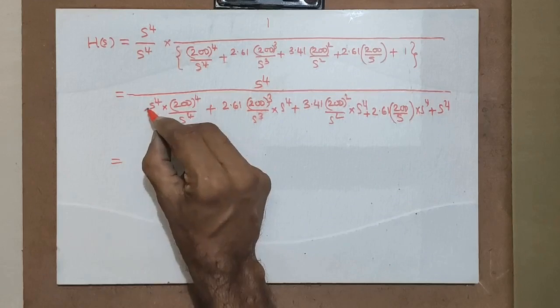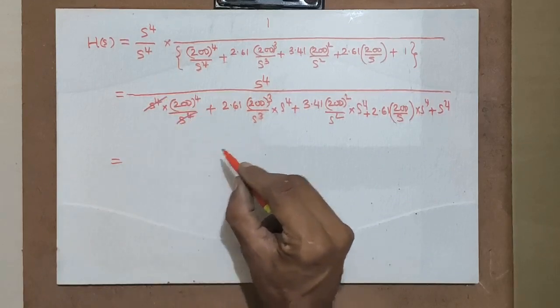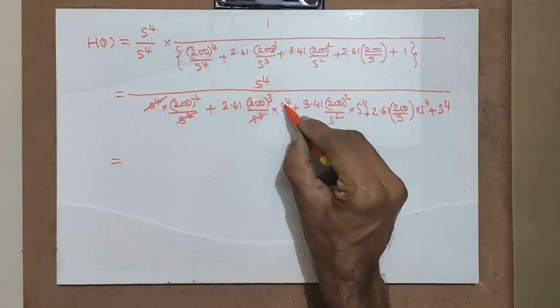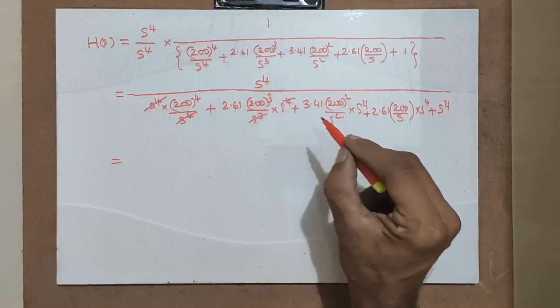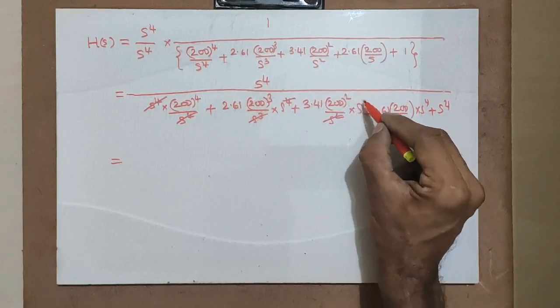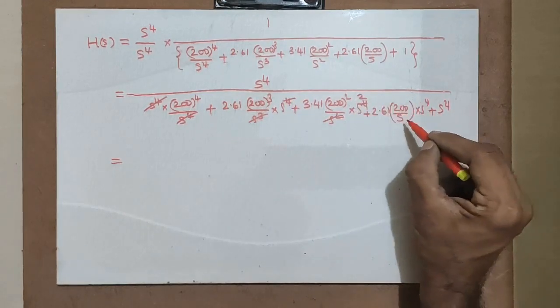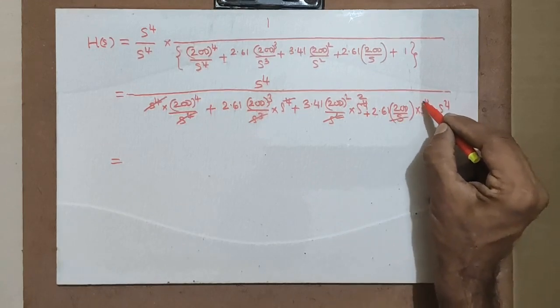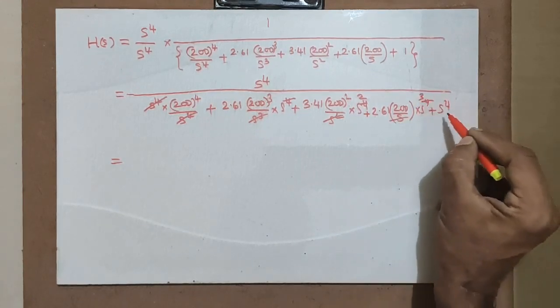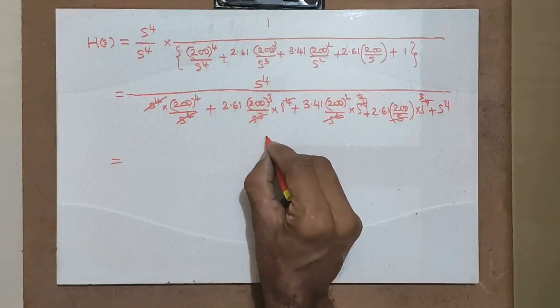Now whatever terms get cancelled, you cancel them out. S raised to 4 cancels with S raised to 4. S cube cancels with S raised to 4, leaving us S. S square cancels with S raised to 4, leaving S square. S cancels with S raised to 4, leaving us S cube. This is S raised to 4.